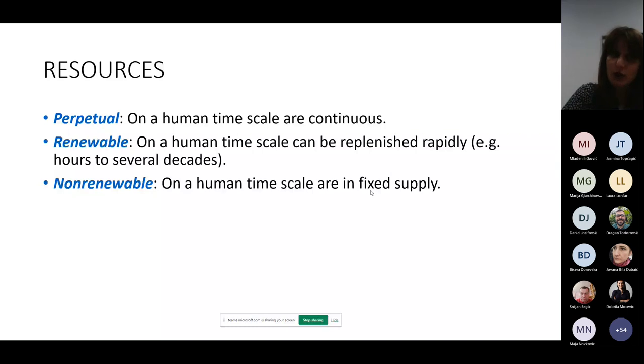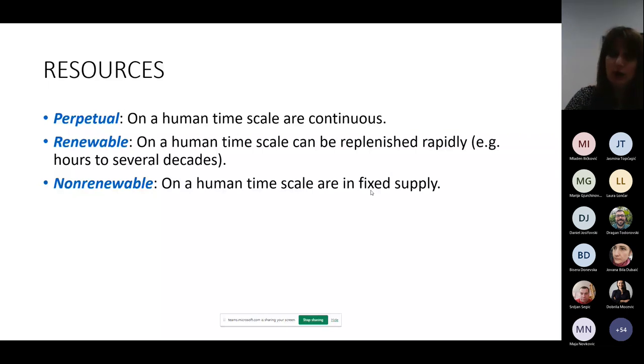Okay, so let's talk about resources. On a human time scale, they can be perpetual. What does it mean? On a human time scale, they are continuous, so we can grab a huge amount of it as we need. Or they can be renewable, which on a human time scale can be replenished rapidly. And non-renewable, those are very important, because on a human time scale there is a fixed supply.